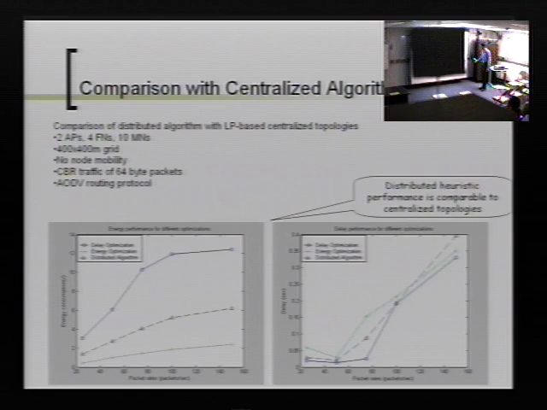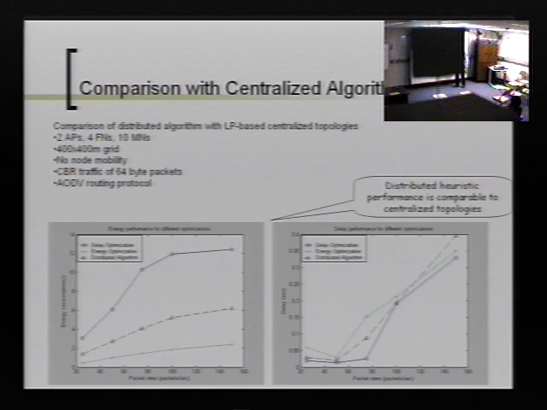So now what we'd like to show is the comparison with centralized algorithms. Earlier we had generated some topologies using LP models, so we would like to compare our distributed algorithm with what we generated using centralized mechanisms. For this simulation, we considered a smaller network of 2 access points, 4 forwarding nodes, and 10 mobile nodes, on a smaller grid, 400 meters by 400 meters, to ensure connectivity.